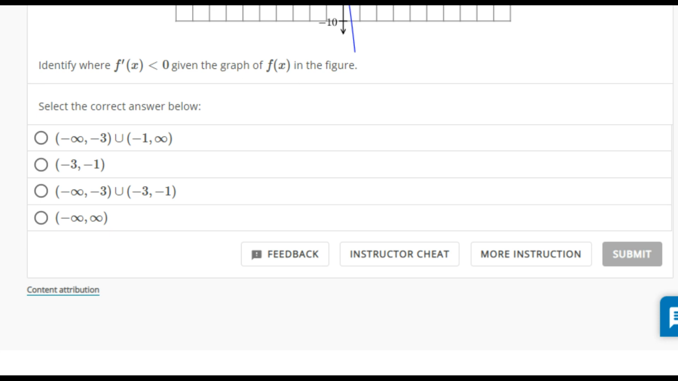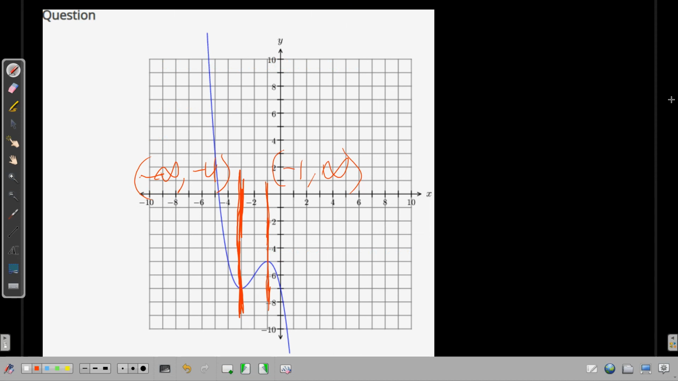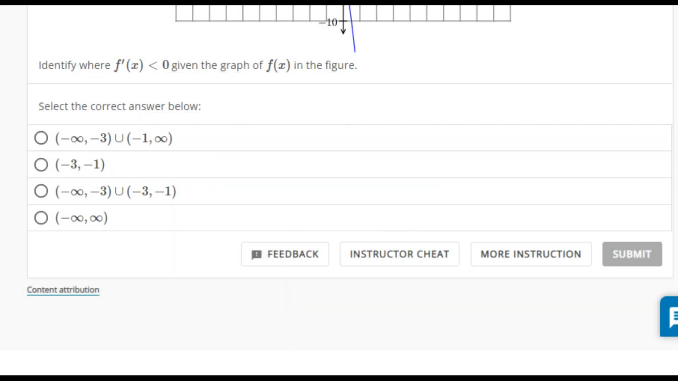I said -4, sorry, I misspoke. You can see that -4 is way over here. I'm talking actually about -3. -3 and -1, those are the edges. So this is where it is.